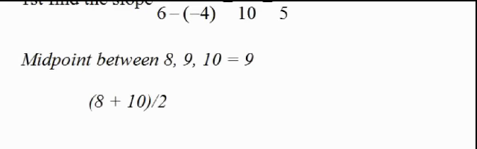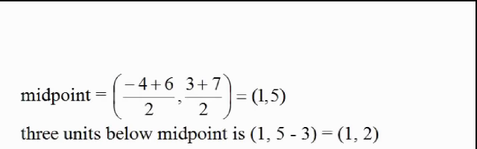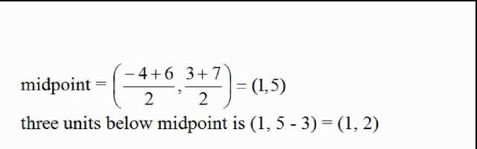Now, finding the midpoint, I always suggest picking an example that you know. 8, 9, 10, you know the midpoint is 9. How do you get that? Using the endpoints, 8 and 10. Well, if you play around with it a little bit, you get 8 plus 10 divided by 2. So add the endpoints and divide by 2. That'll give you the midpoint. We get a midpoint of (1, 5). Now go 3 units below the midpoint, subtract 3 off the y value, and we get (1, 2). And then using the equation, here's our answer.